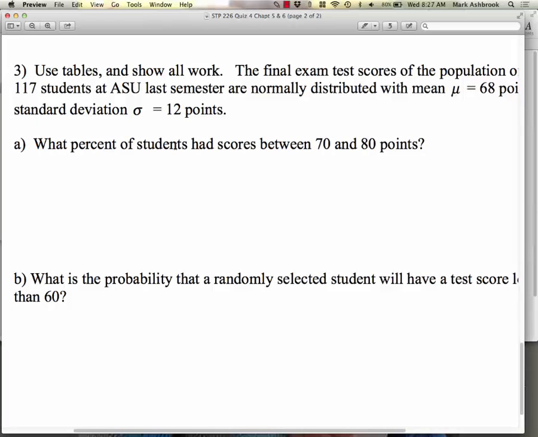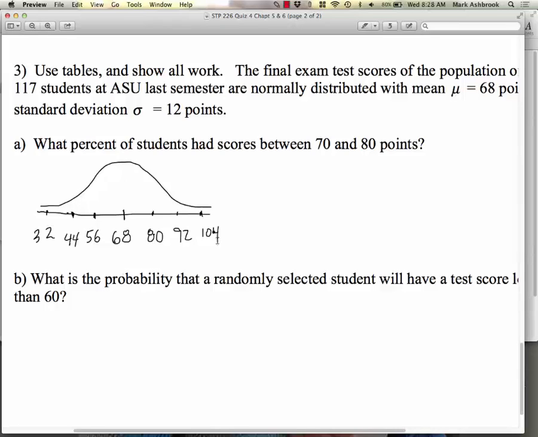Okay, so it said that of 117 students, it was normally distributed with a mean of 68 and a standard deviation of 12. So add 1, we get 80. Add 2, we get 92. Add 3, we get 104. Subtract, we get 56. Subtract again, we get 44, and then 32.